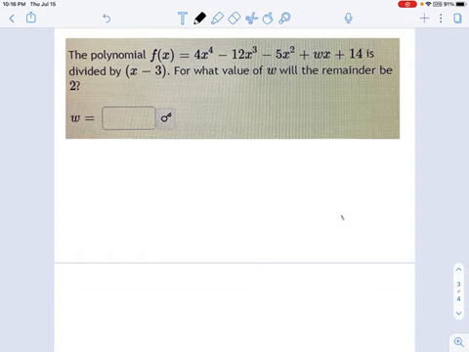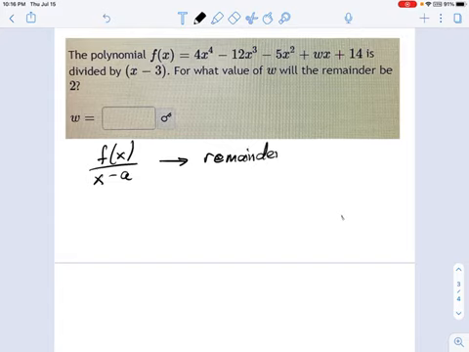So let's break that down a little bit. What this is asking us to do is use the remainder theorem and then figure out what w is. So remember what the remainder theorem says. Remainder theorem says that if you take f of x and you divide it by x minus a, the remainder is f of a.